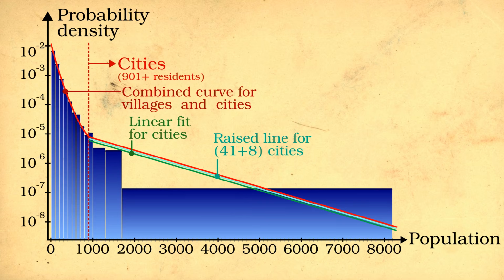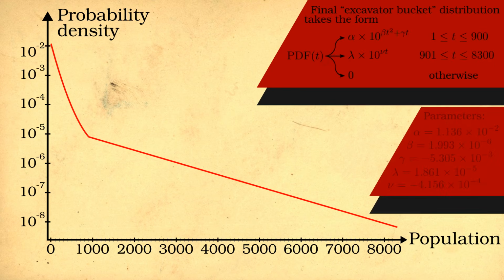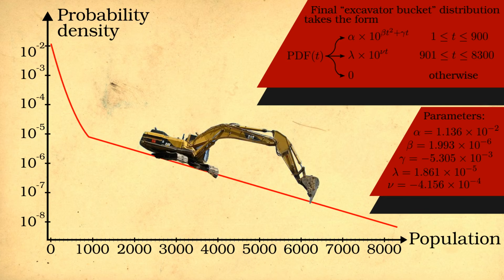Finally, it can be normalized so that the total probability of getting any result is exactly 1. Now this is a perfectly plausible probability density function, with the parameters given on the screen. I'm going to call this the excavator bucket distribution, with the curve for the villages looking like the bucket itself, and the cities, part of the curve, looking like the teeth.